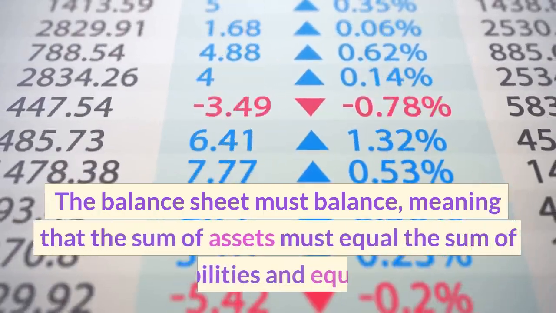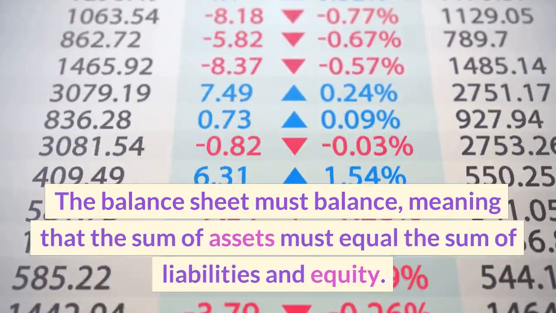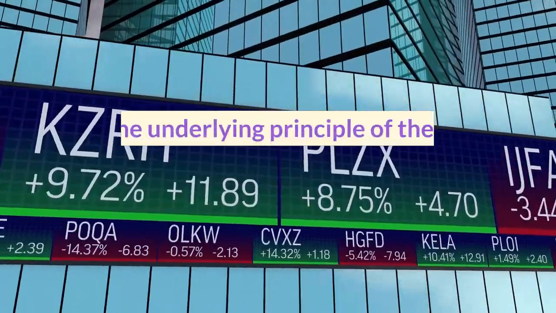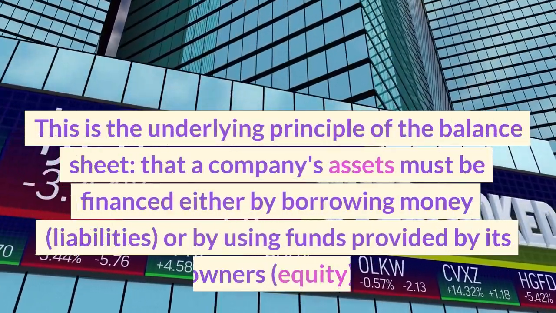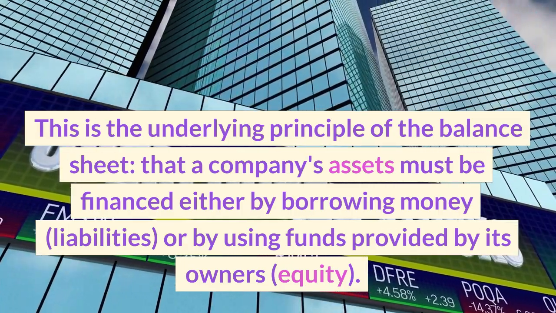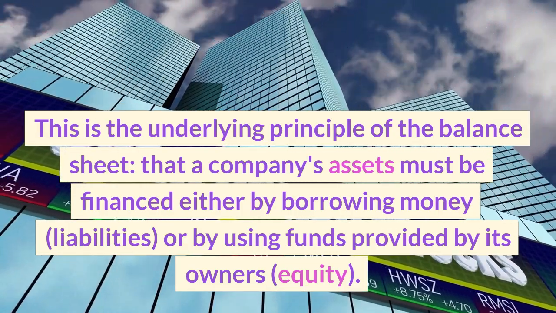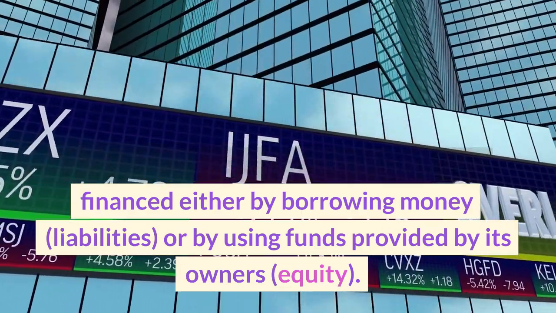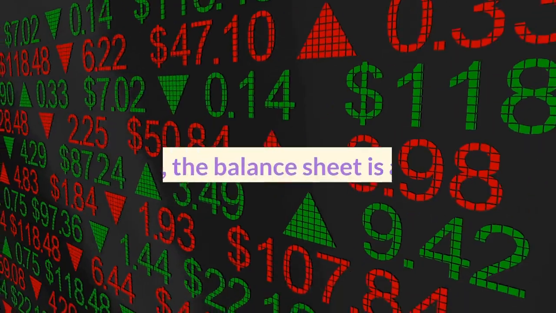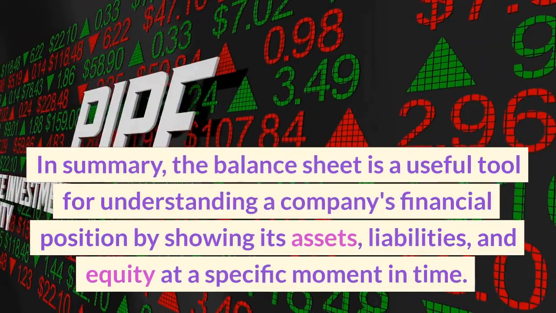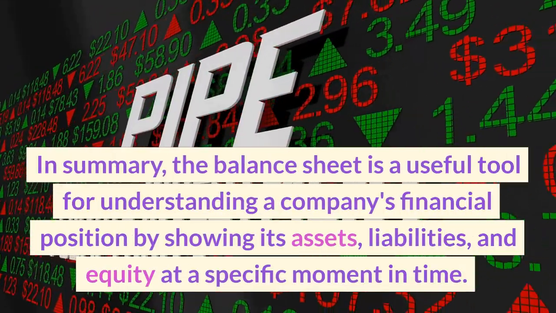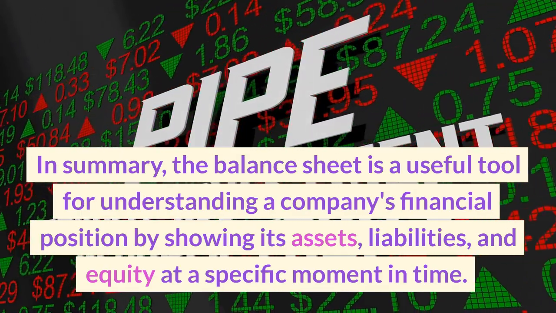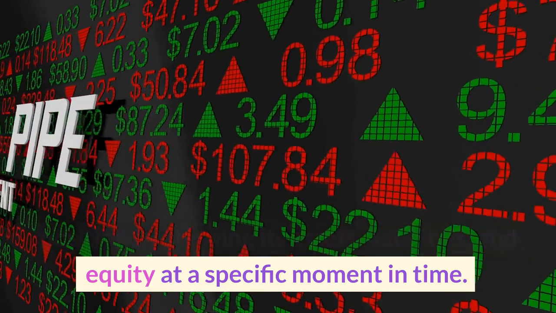The balance sheet must balance, meaning that the sum of assets must equal the sum of liabilities and equity. This is the underlying principle of the balance sheet, that a company's assets must be financed either by borrowing money, liabilities, or by using funds provided by its owners, equity. In summary, the balance sheet is a useful tool for understanding a company's financial position by showing its assets, liabilities, and equity at a specific moment in time.